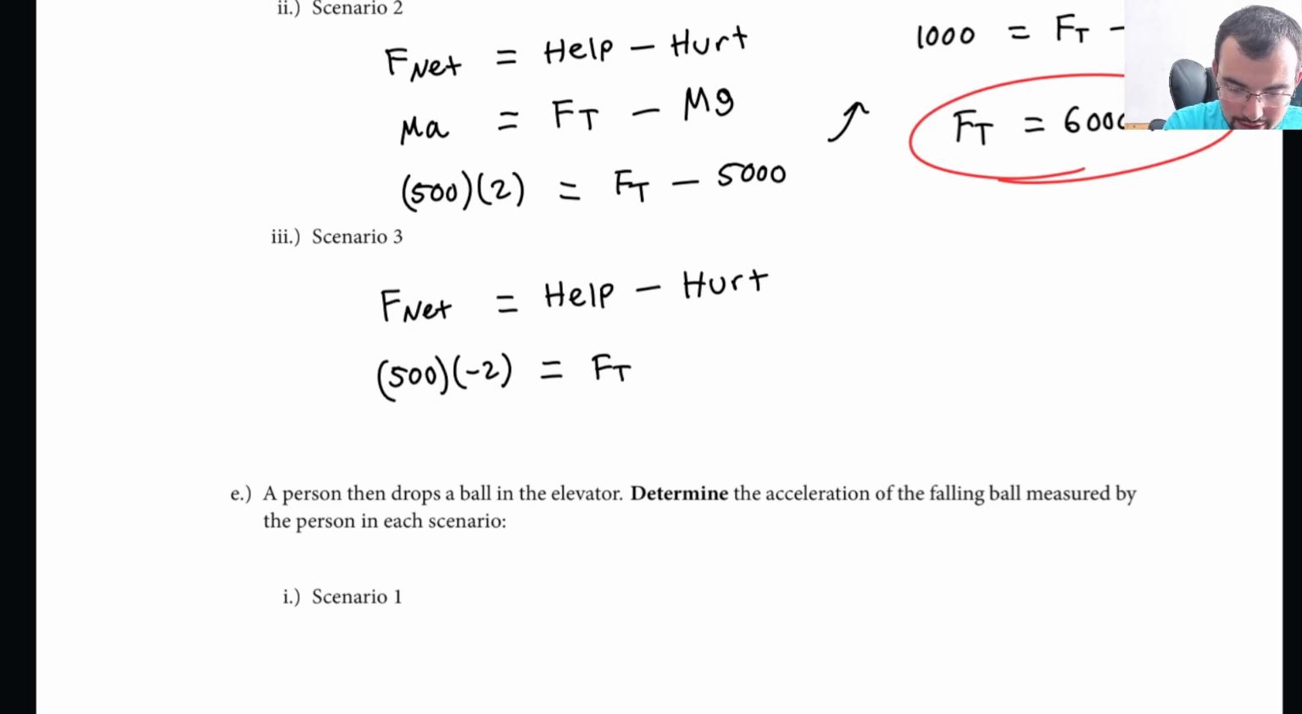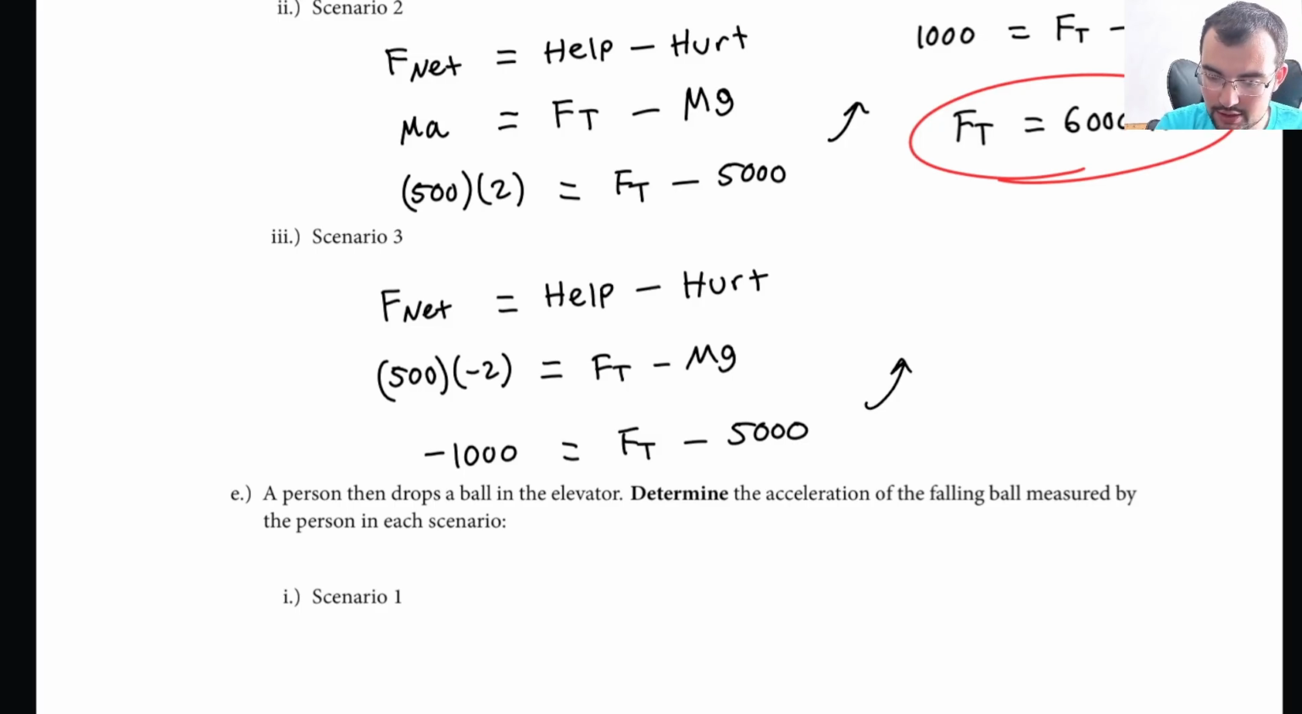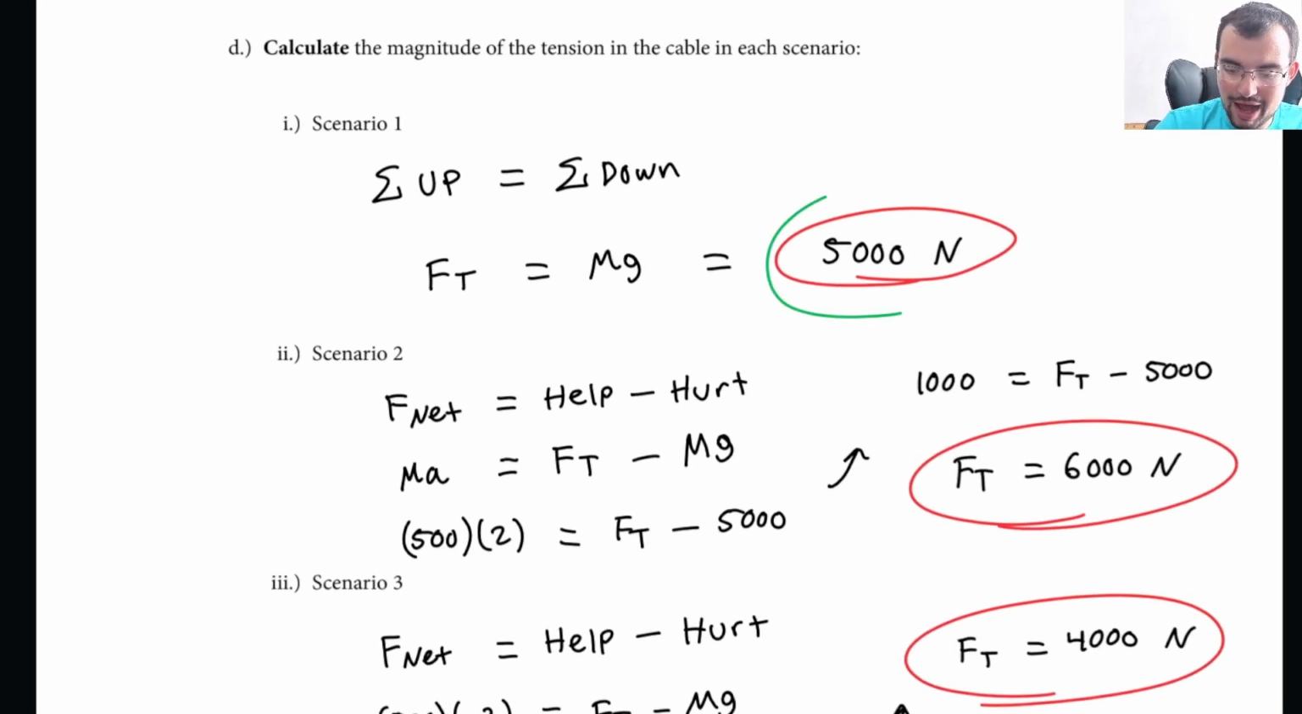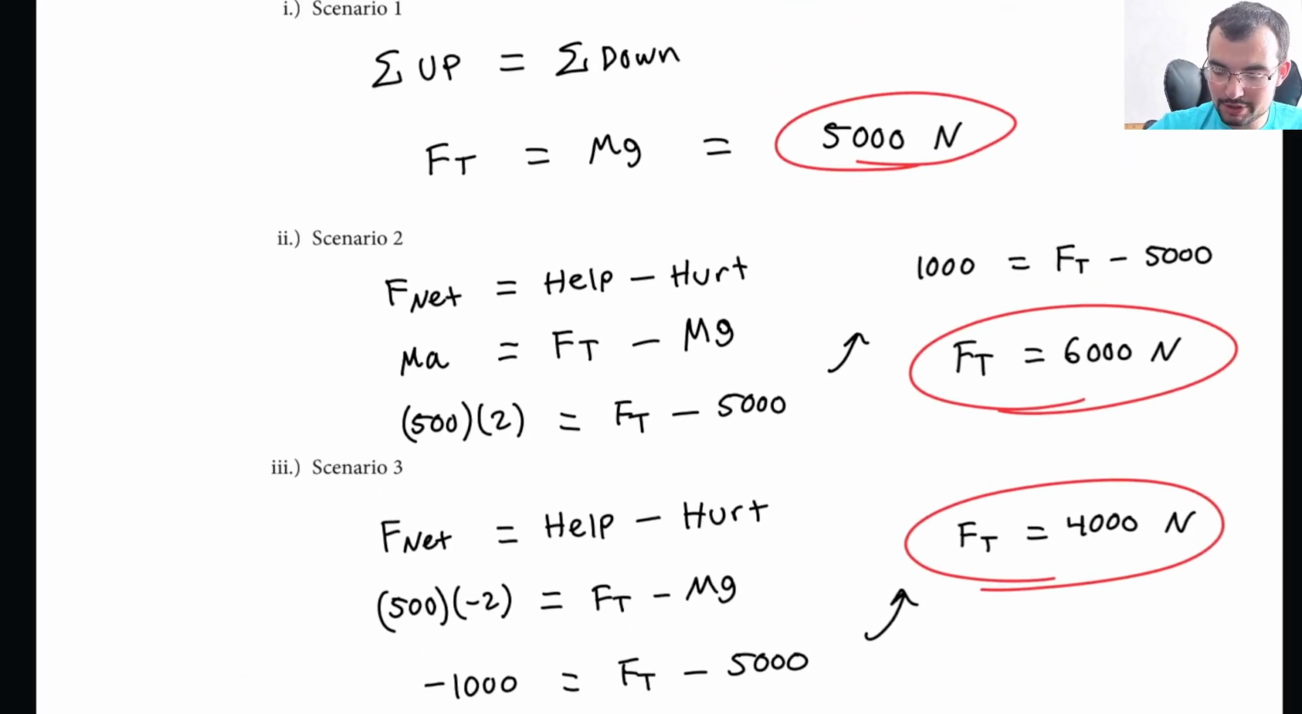The tension force still helps. The gravitational force still hurts. So what this means is that the tension force now must lose to the weight by 1,000 newtons. So we get negative 1,000 plus 5,000, which is 4,000. Notice we have a nice symmetric problem because the accelerations were equal and opposite. So what I mean by that is the balancing tension was 5,000 newtons. So to accelerate upwards at 2 meters per second squared, you needed to beat that number by 1,000. And to accelerate down at 2 meters per second squared, you had to lose to that number by 1,000.